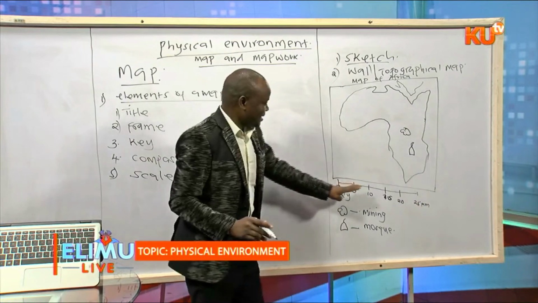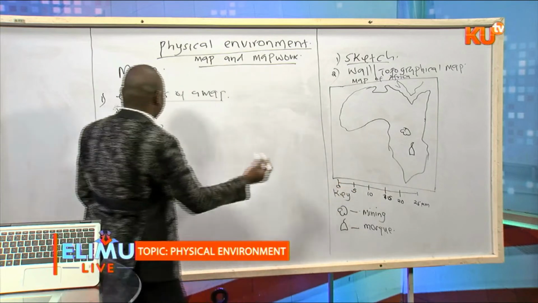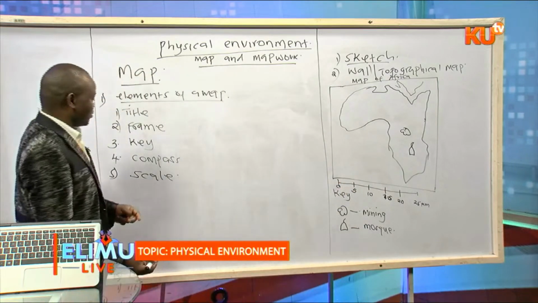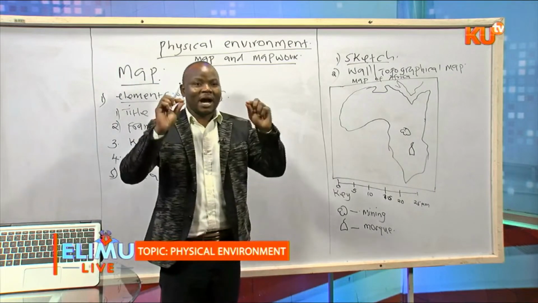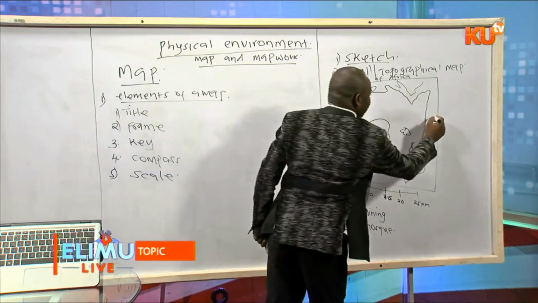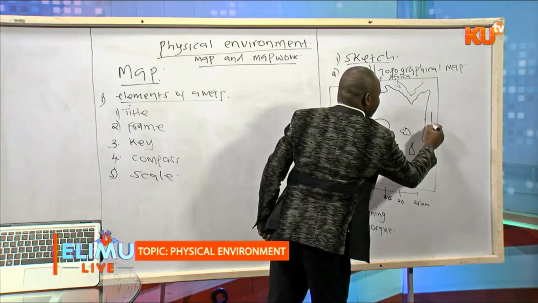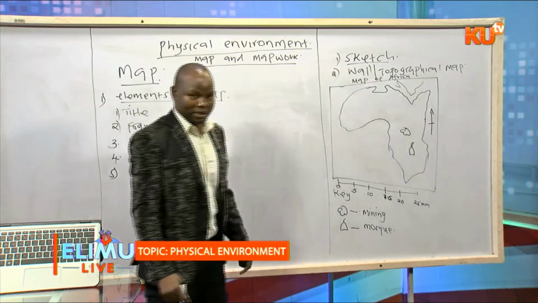So that is the scale that we mostly use. So we have the scale, which I've already demonstrated. We have the compass. A map should always have the compass direction. This is the compass. It must be there, and it always points to the north.